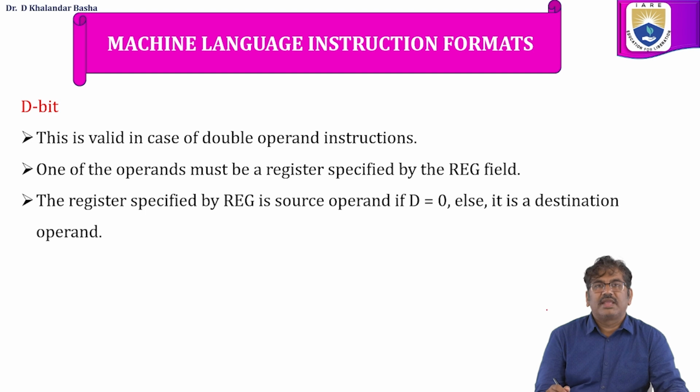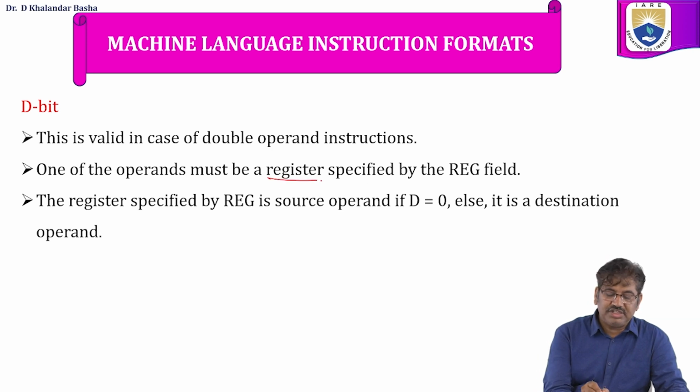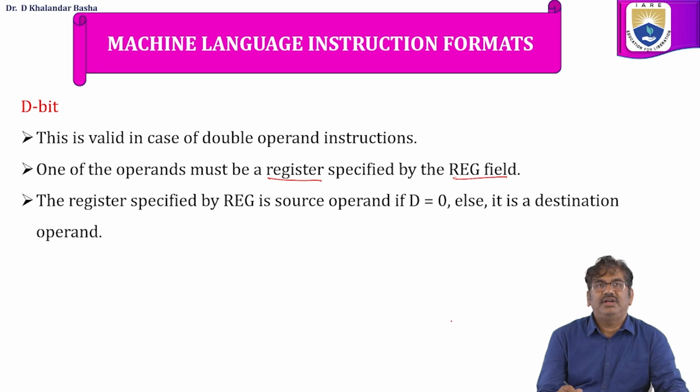Next we have the D bit. This bit is valid in the case of double operand instructions. One of the operands must be a register specified in the REG field. The register specified in REG is a source operand if D is equal to 0. If D is equal to 1, the REG field will be the destination operand.